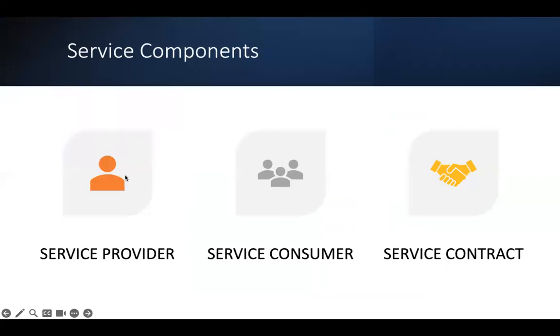So in SOA, a service has three main components. We have the service provider, the service consumer, and the service contract. The provider is who creates and maintains the service. The consumer obviously is who consumes the service. And we also have the contract, which defines how the service can be accessed.